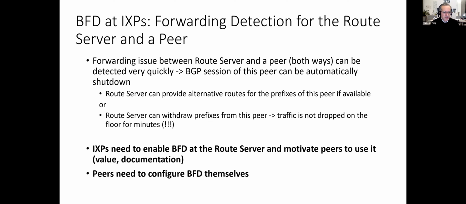peer might have implemented. And IXPs, to make that happen, really need to provide or enable BFD at their route servers, and also, of course, motivate peers to use it by showing the value and help them with documentation and configuration guidelines. And again, the peers need to configure that. But it's required that the route server support BFD, otherwise the peers can't use it.